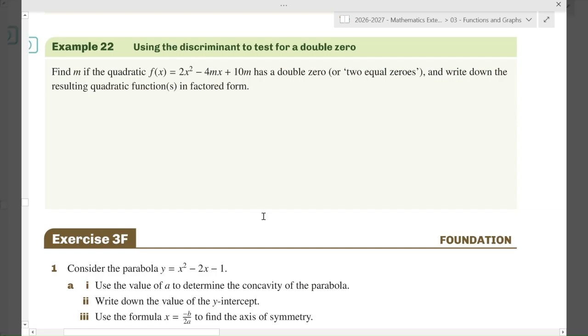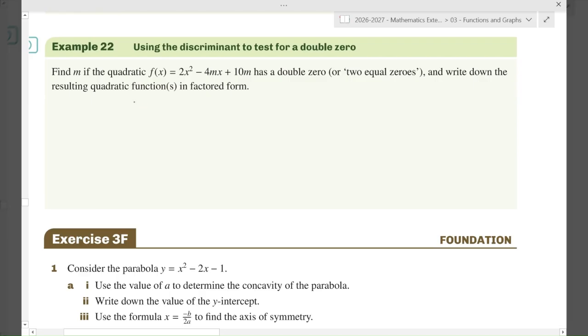All right. So we're using the discriminant to test for a double zero. So find m. This is an interesting one. We don't know what m is at the moment. So we need to work out what number m has to be so that we get a double zero. Cool?